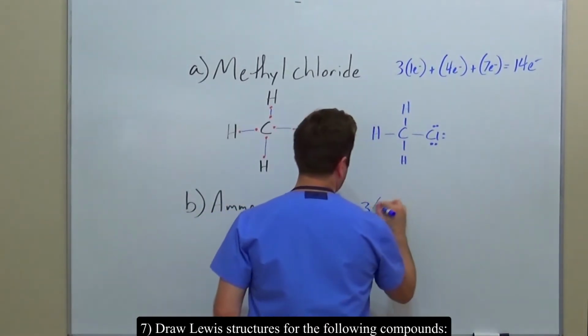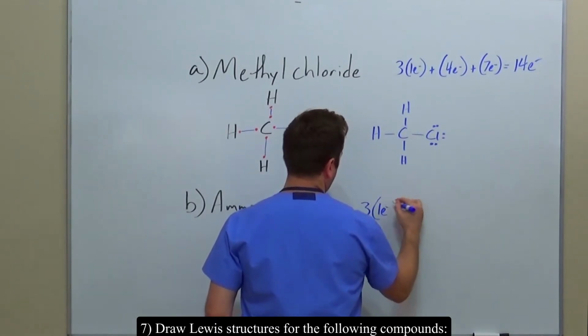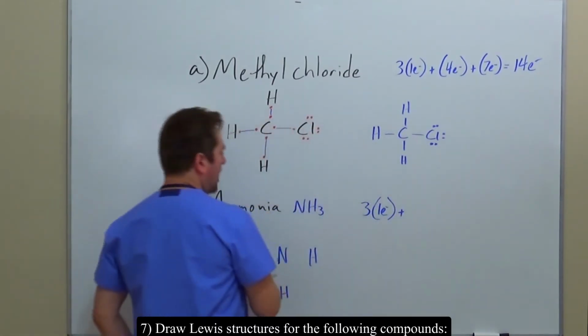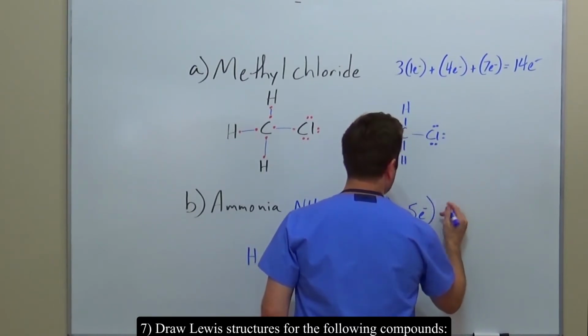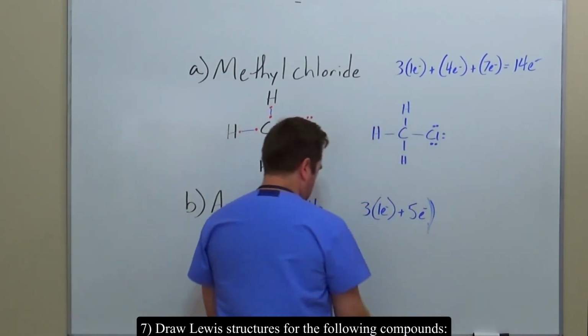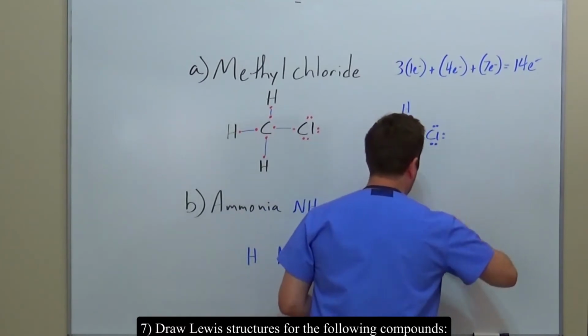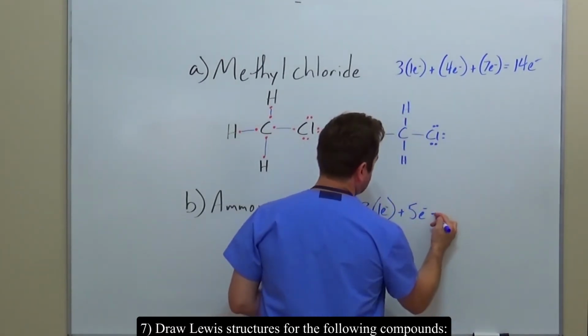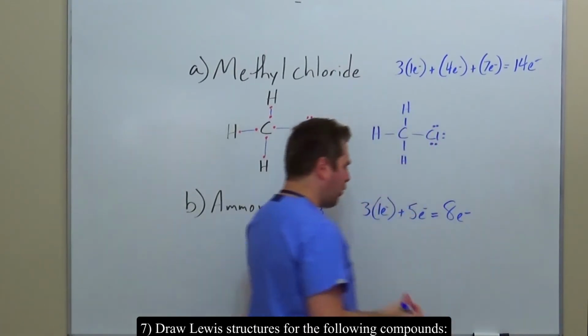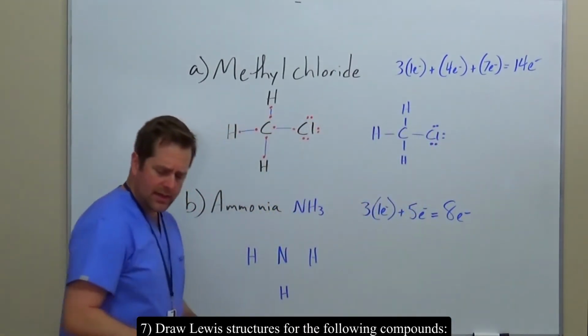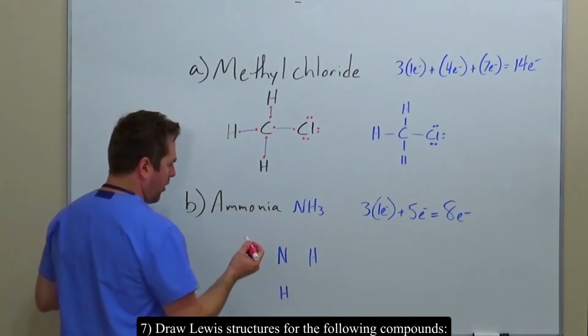Again, we have 3 hydrogens. Each one contributes 1 valence electron, plus our nitrogen, which is in group 5. So that's 5 valence electrons. Once we calculate this, we see that it's a total of 8 electrons that we're accounting for. Okay, now let's go for it.